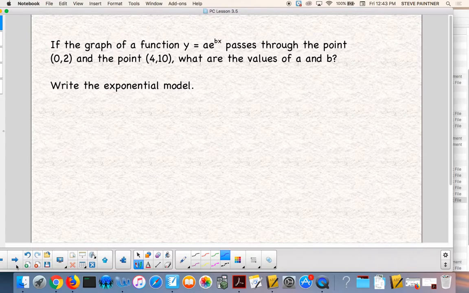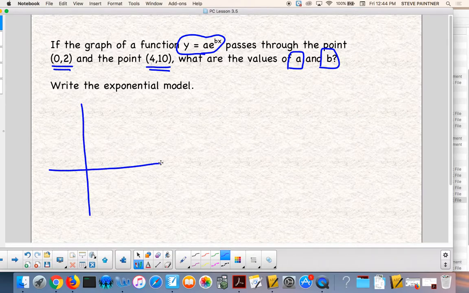Now I'll do this one, but the next slides, you're kind of on your own. If the graph of the function y equals a times e to the bx passes through the point 0, 2 and the point 4, 10, what are the values of a and b? They gave you 2 points, right? Yeah. Which points? 0, 2. Okay, right here.